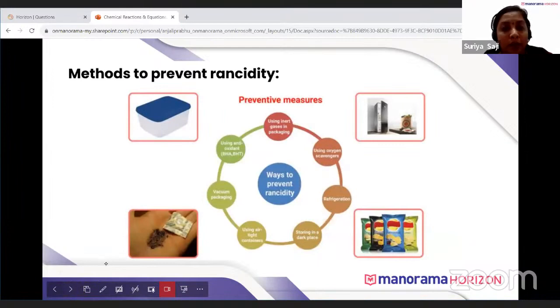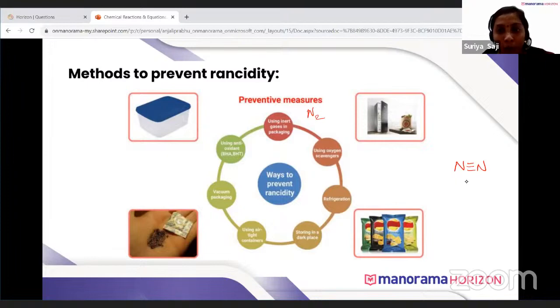So how to prevent rancidity? There are many ways to prevent rancidity. We can use inert gases in packing. Why are we using inert gases? Inert gases means noble gases, and in addition we will use nitrogen. N2 is a gas. Why is it used? N2 has a triple bond, N≡N. Breaking this triple bond is very difficult. It is a strong bond.